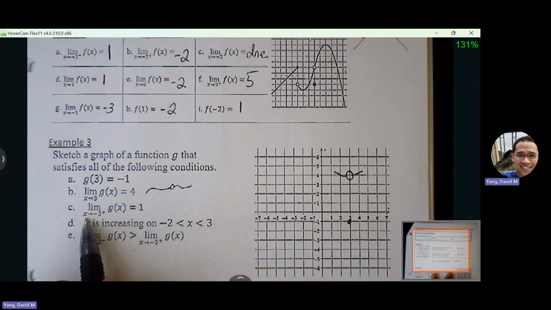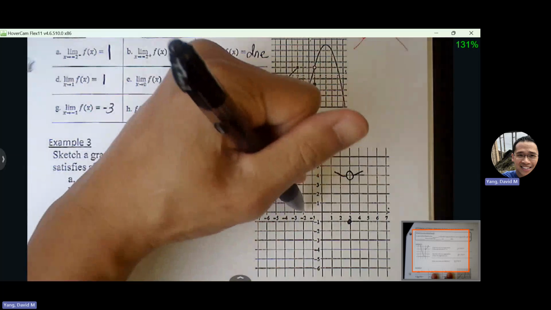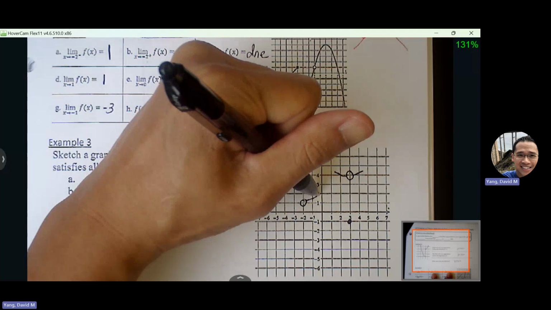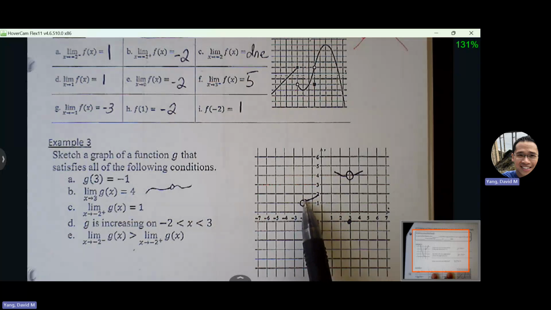Okay, part C, limit as x approaches -2 from the right side of -2 is equal to 1. So this is only indicating the movement from the right side of -2. So I'm going to find -2, 1. I'm going to put a hole there, and I'm just going to extend the graph starting on the right side, because I know that from the right side of -2, the graph is going to lead me towards that point.